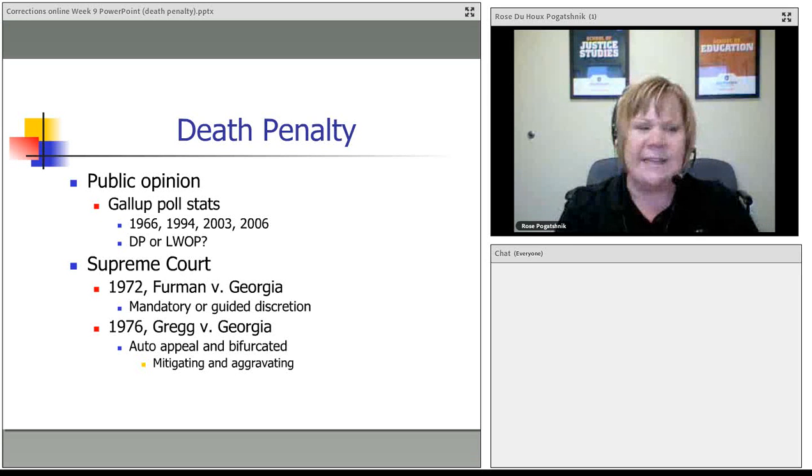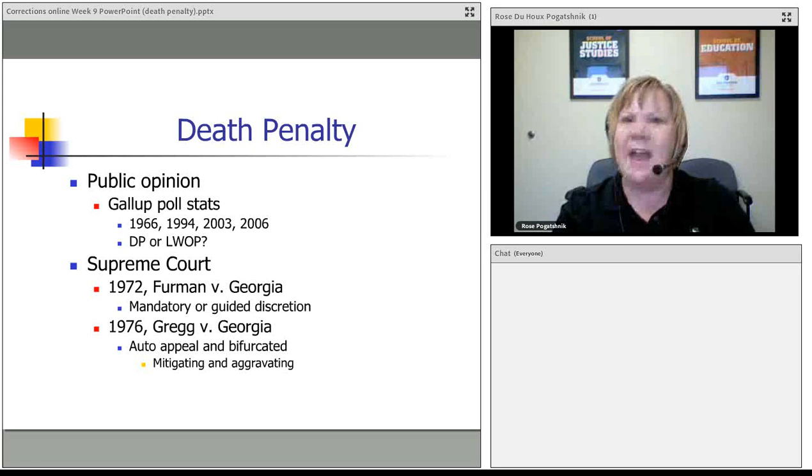In 1976, in Gregg versus Georgia, the Supreme Court said you cannot have mandatory statutes on the death penalty. However, you can have what is known as guided discretion. What that case also did was automatically allow for appeal. It also bifurcated the trial. Basically, bifurcated just means we break something into two.